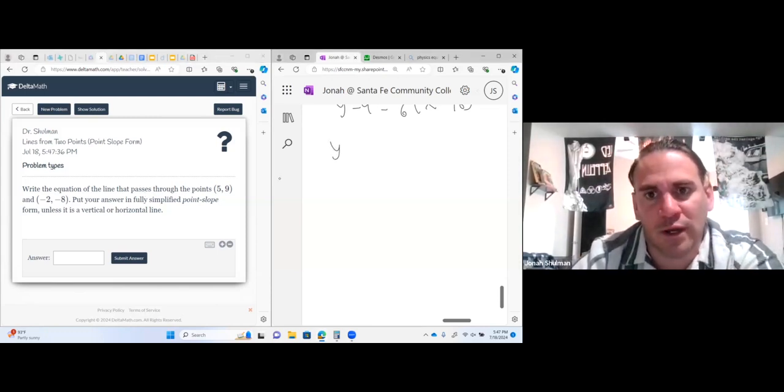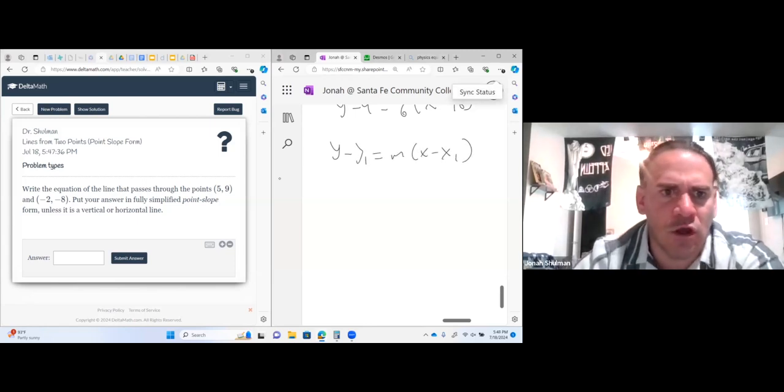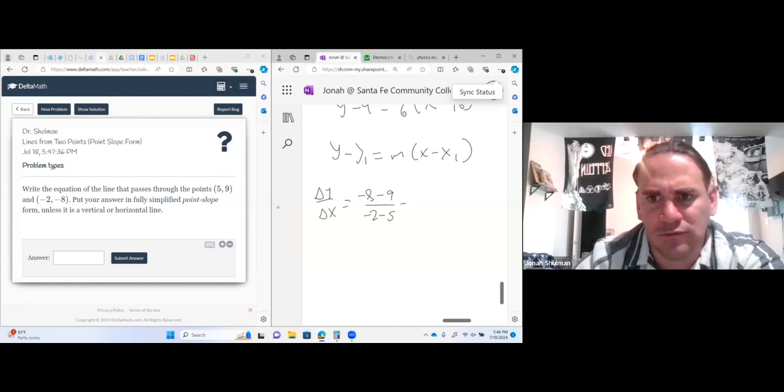So remember that's y minus y1 equals m(x minus x1). They haven't asked us for standard form yet, which is okay. We just need the slope first. And you can pick any point, which is nice. But the slope is change in y over change in x, which is -8 minus 9 over -2 minus 5. This is going to be -7 on the bottom. And -8 minus 9 is -17. So it just becomes 17 over 7 positive.